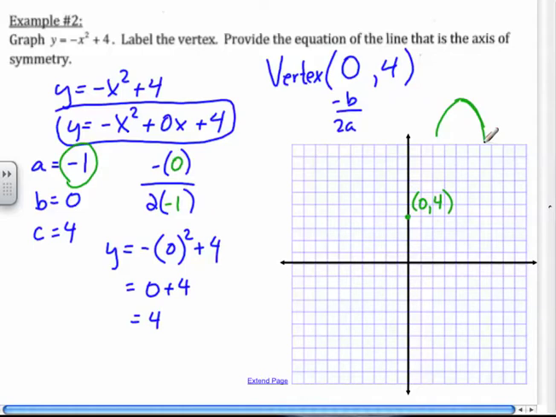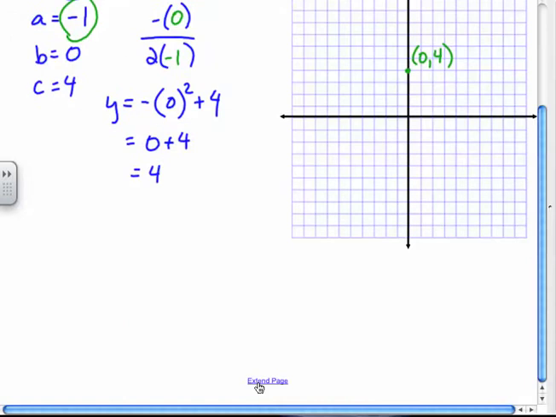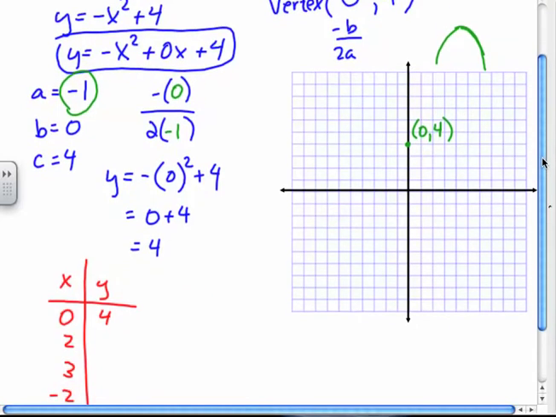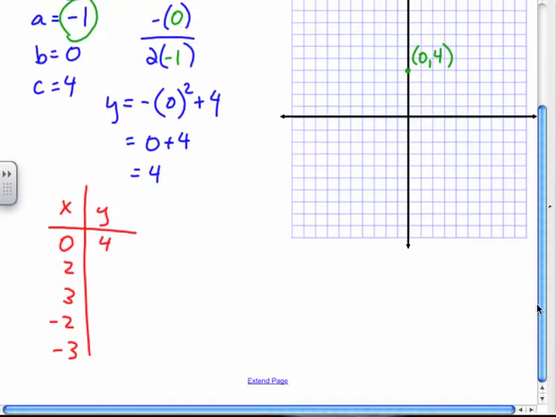I'm going to go ahead and draw my t-chart here. Here's x, here's y. I've got 0, 4. I'm going to take 2 and 3 this time on the right side, and negative 2, negative 3 on the left side. Okay? And let's just see what we get. If I plug in, wait, it's y equals negative x squared plus 4? Okay, let me write it down here. Y is equal to negative x squared plus 4. If I do y is equal to negative 2 squared plus 4, that's going to give me 4, and then it's negative, so negative 4 plus 4, that's 0 when I simplify that.